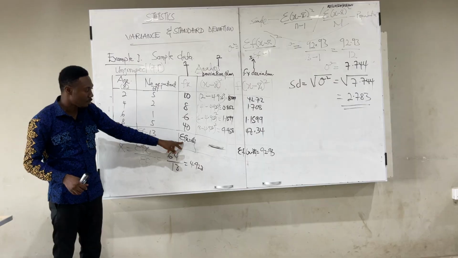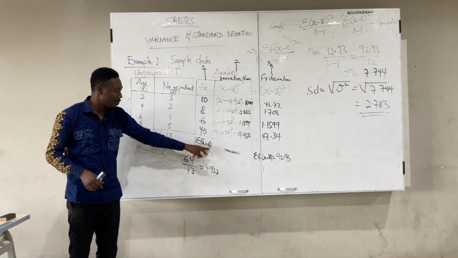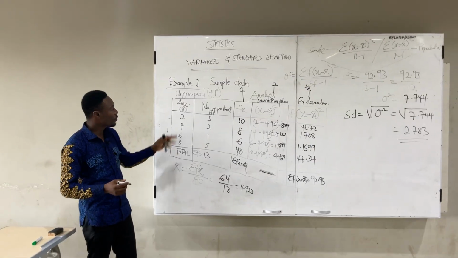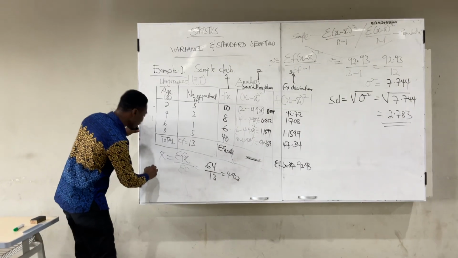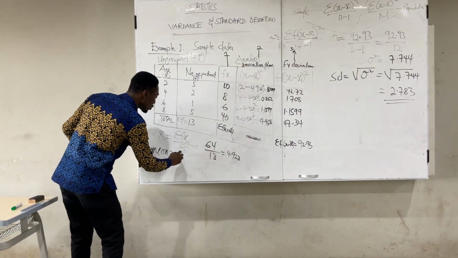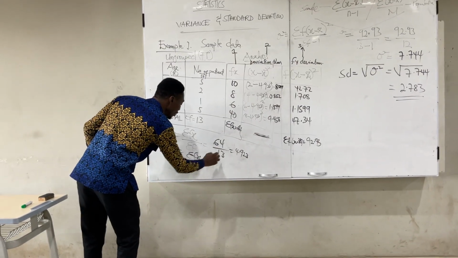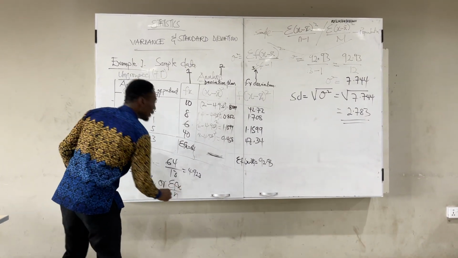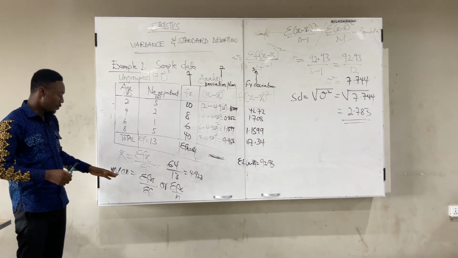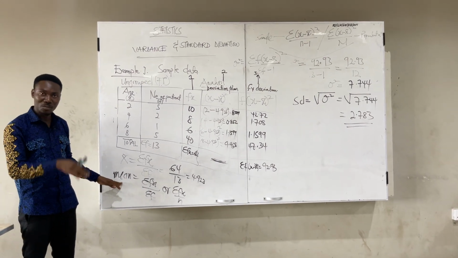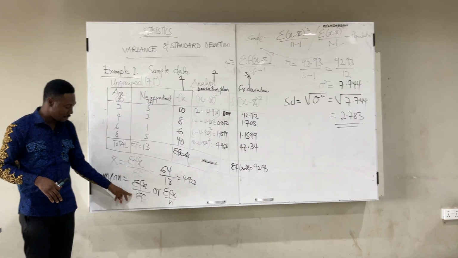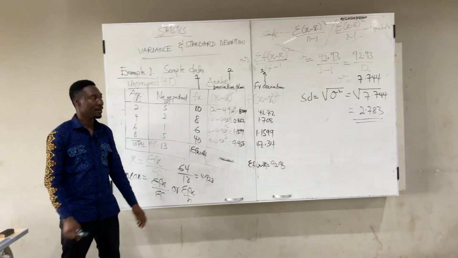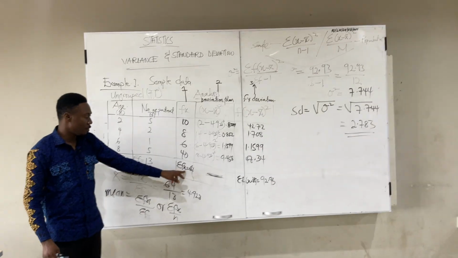Then we have to do the sum of f of x. Why are we doing the sum of f of x? Because the mean in a frequency distribution table is equal to the sum of f of x all over the sum of f, or the sum of f of x all over n. So remember, the formula for the mean in a frequency distribution table is sum of f of x all over sum of f, or sum of f of x all over n. Is that okay? And our sum of f of x is 64.